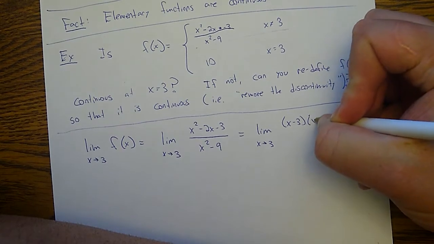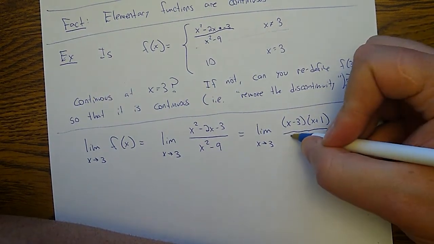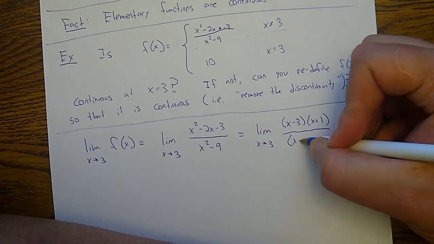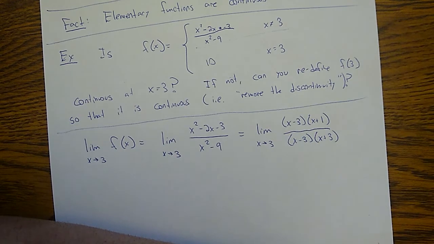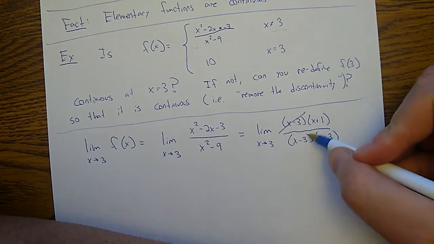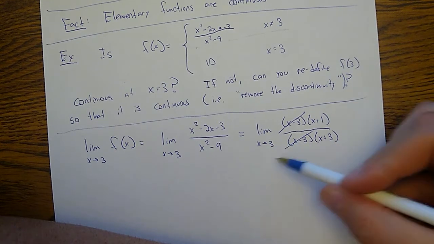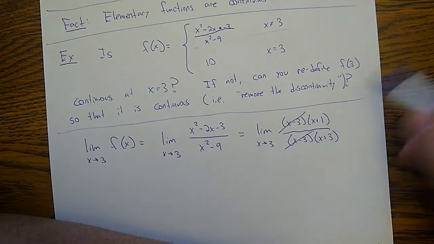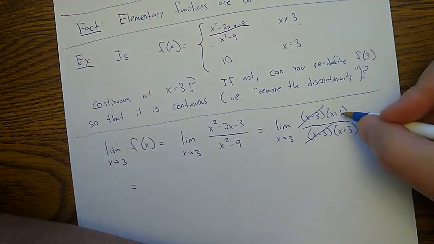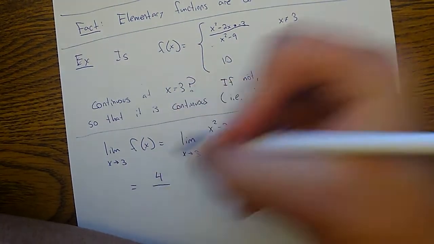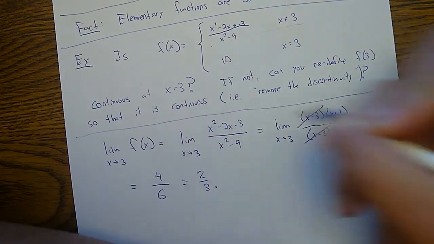This one is this, and of course this one is this. I cancel, and now look, my problems are all gone. If I plug in x equals 3, I have no problem. This would be 4 over 6, so 2/3.